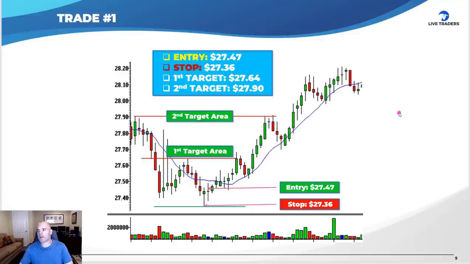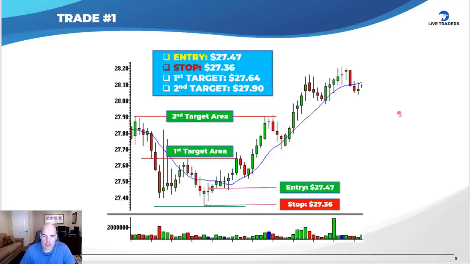So, now the question becomes, is this a good trade, right? Is this something that we would consider taking, okay? And then you gotta ask, well, if you consider this to be a good trade, then you wanna ask yourself, well, why? Why is this a good trade, okay?